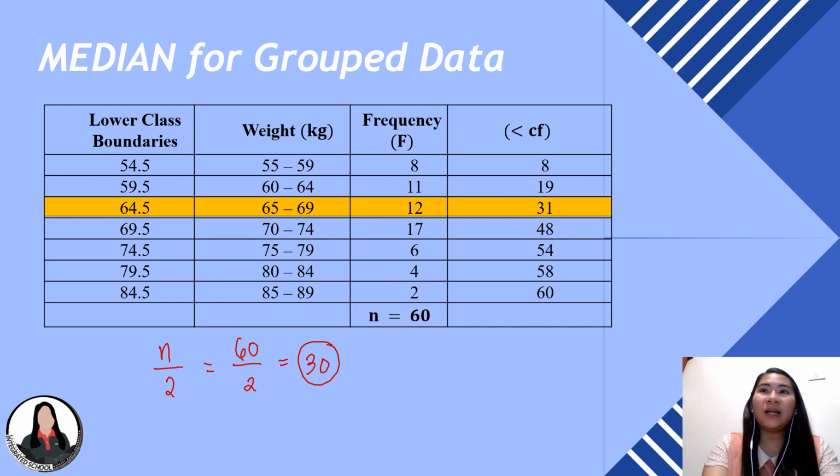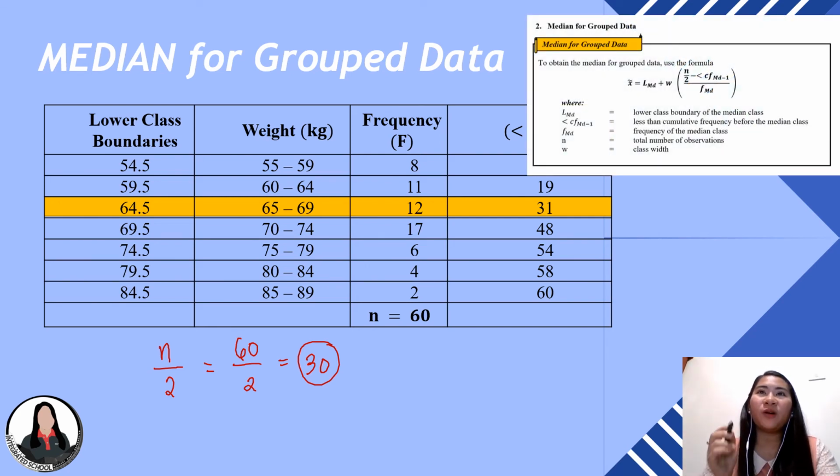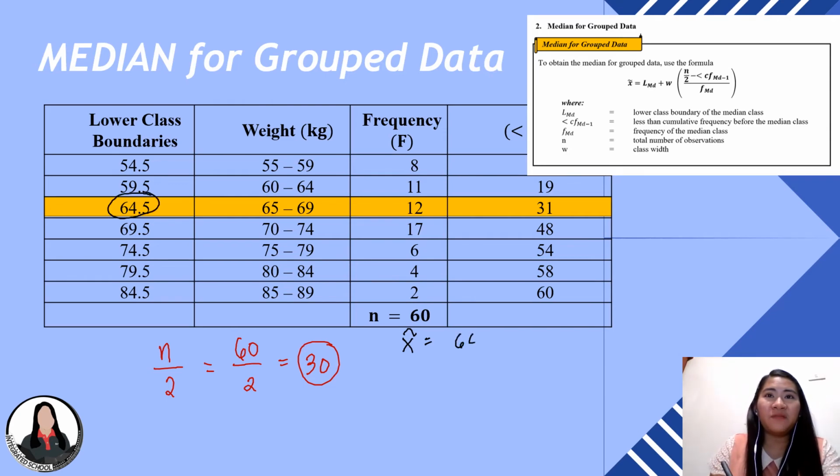Okay? Now, balikan natin yung formula na meron tayo for median. And let us use this median class for us to obtain our median. Okay? Solve lang tayo dito. Okay, so for us to obtain median, we have L sub MD. So that is the lower class boundary of the median class. So ito yon, okay? Lower class boundary, we have 64.5. And then plus W is the class width. So the class width is 5.